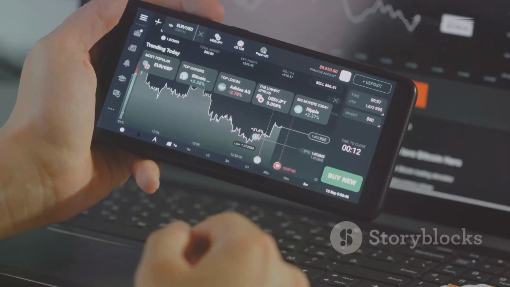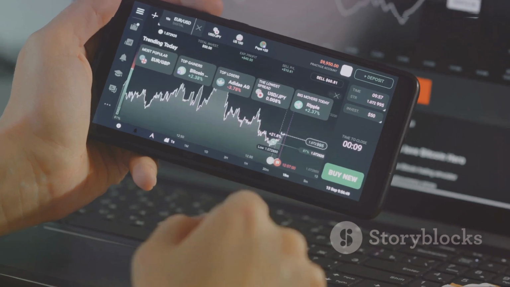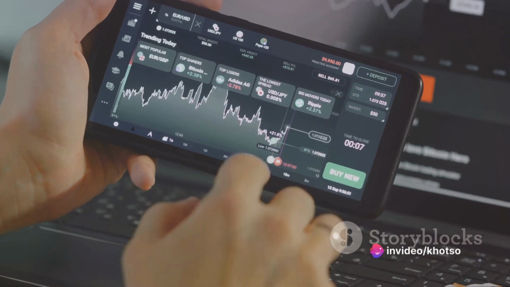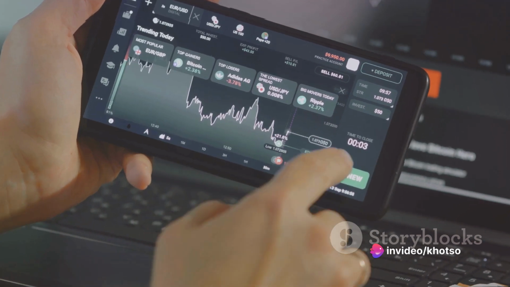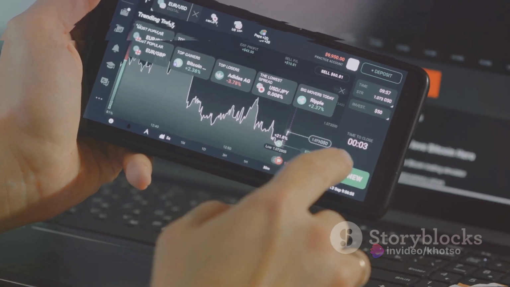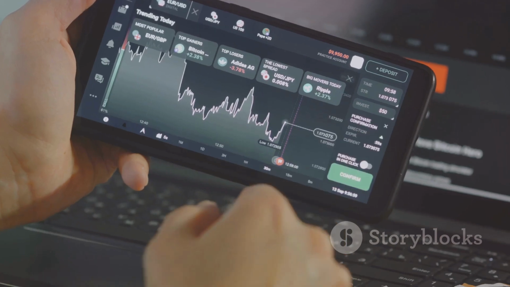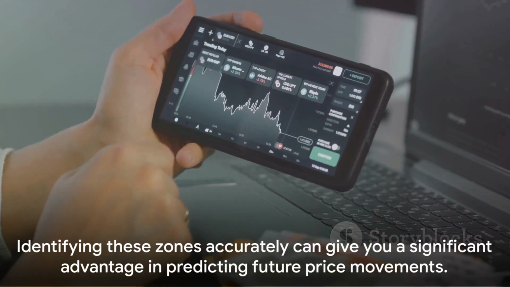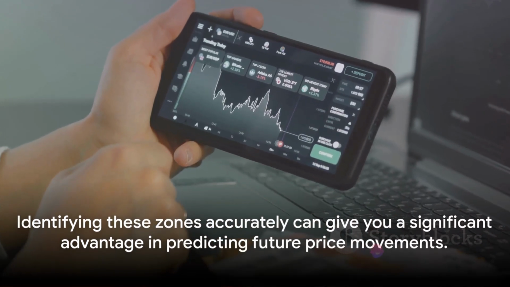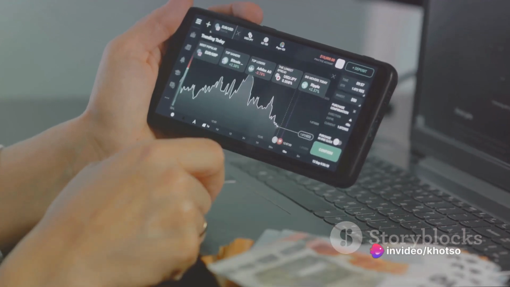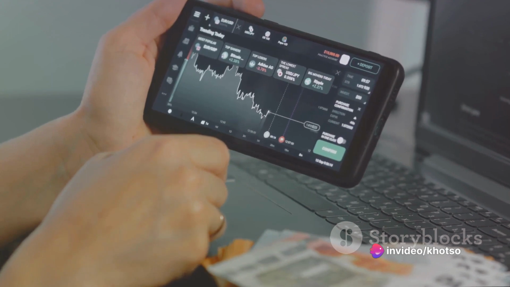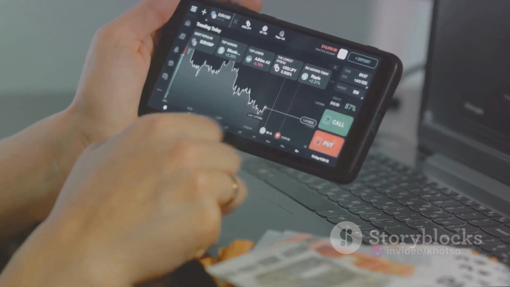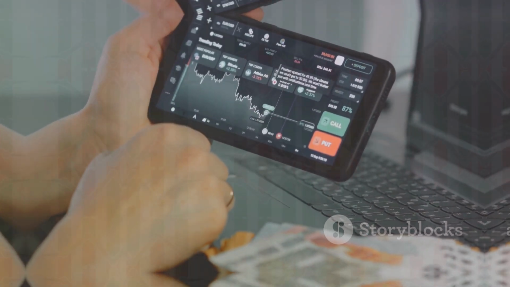Now it's time to connect the dots. By identifying these supply and demand zones and understanding their strength, you can better predict potential price movements. This can provide you with valuable information to make informed trading decisions. Identifying these zones accurately can give you a significant advantage in predicting future price movements. So keep an eye on those charts and let the forces of supply and demand guide your Forex trading journey.